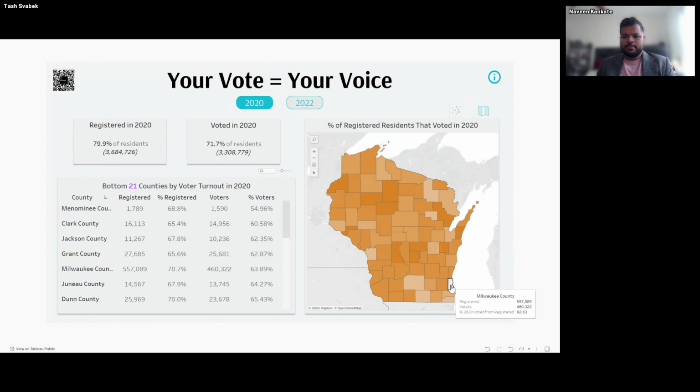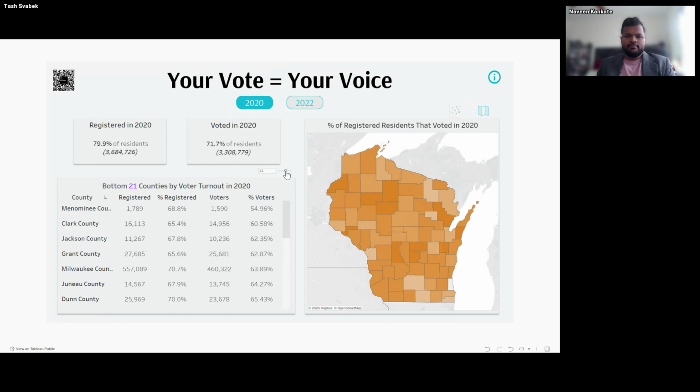So back on the Viz, the box is showing registrations and voters by percent of voting age population. If you're on 2020, that's what it's going to show. It's going to show the county, how many are registered, the percent of residents who are registered, and then the voters and the percent of voters. So that's what it shows when clicking on 2020. And if you change the slider to 72, it's going to show all of Wisconsin's 72 counties.